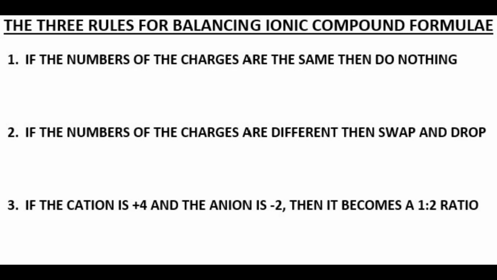I have 3 rules for the balancing of ionic compound formulae. Number 1, if the numbers on the charges are the same, then we do nothing. If the numbers on the charges are different, then we swap and drop. And number 3 is if the cation is +4 and the anion is -2, then it becomes a ratio of 1 to 2, or cation anion 2.